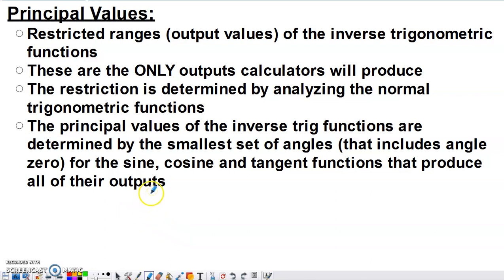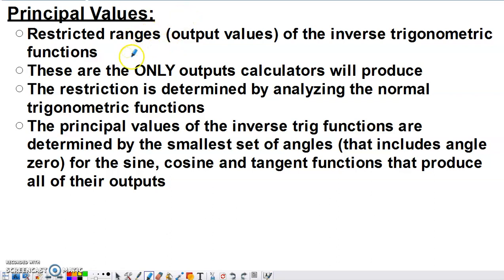So in this video, we'll take a little bit of time to discuss the principal values of the inverse trig functions, why they arise, why they are what they are, and hopefully put some sense to what the calculator does when we type in inverse sine of such and such or inverse tangent of whatever.